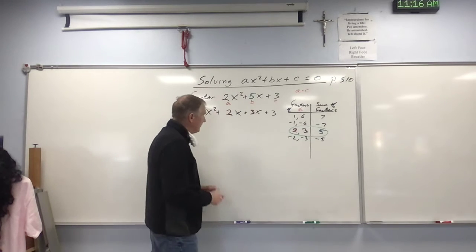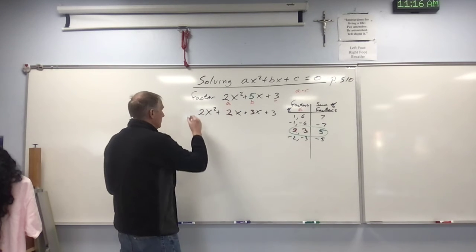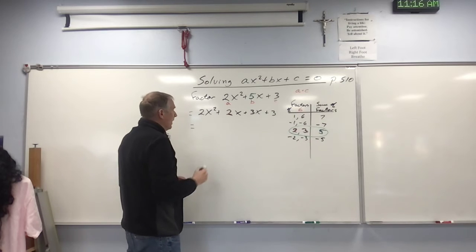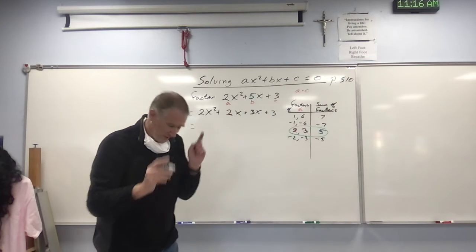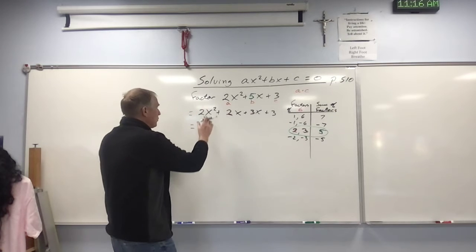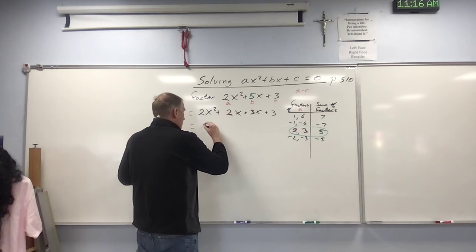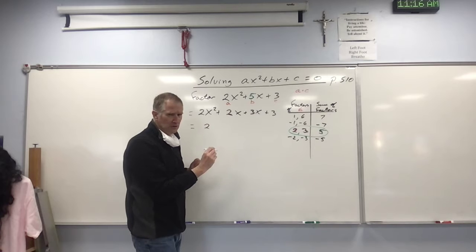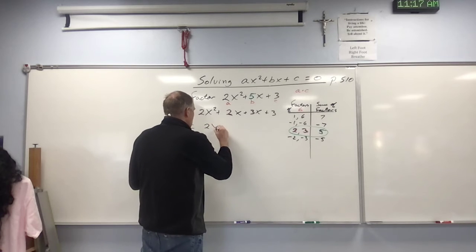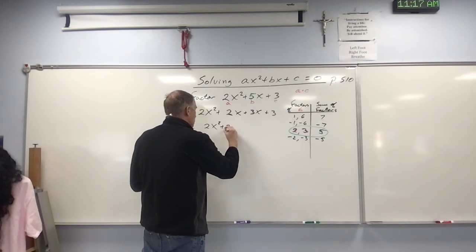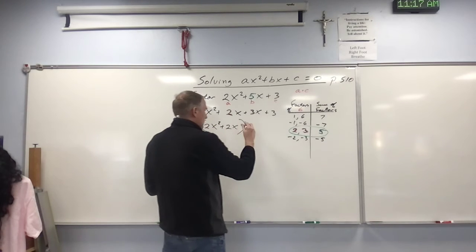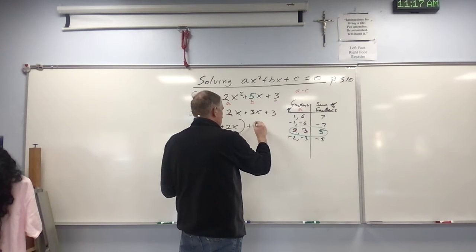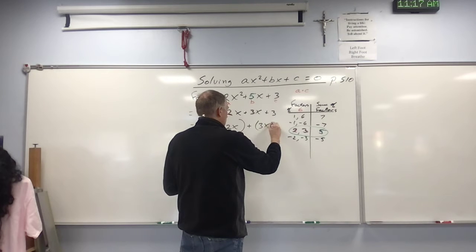Now, to factor this thing, I'm going to group. This is tricky. I'm going to group these things. This just takes practice. 2x squared plus 2x, I'm going to group those together, and you'll see where I'm going with this in a second. Plus 3x plus 3.